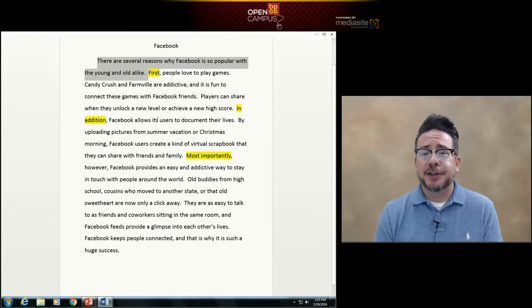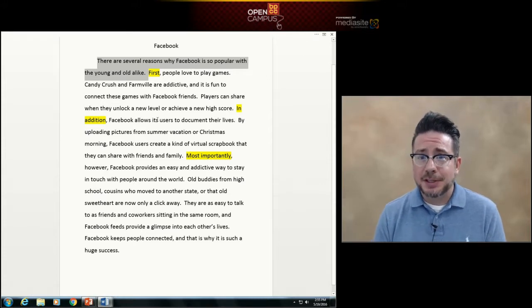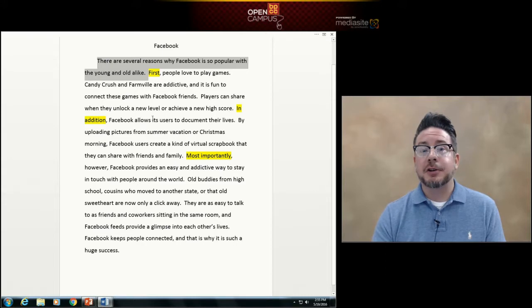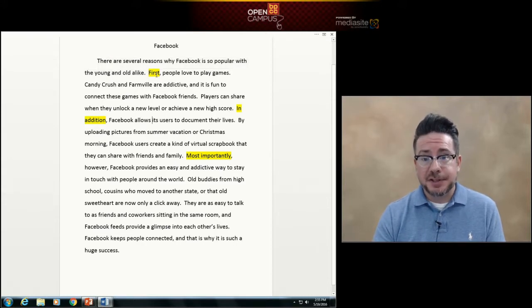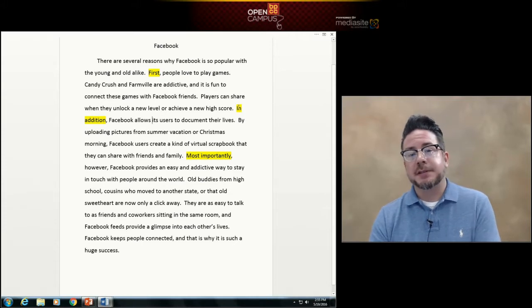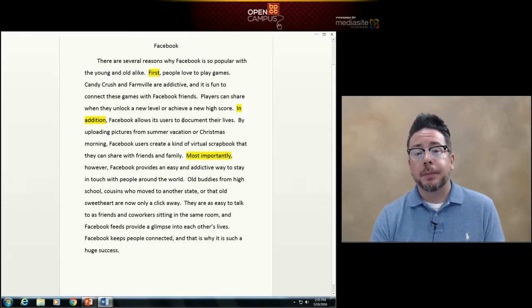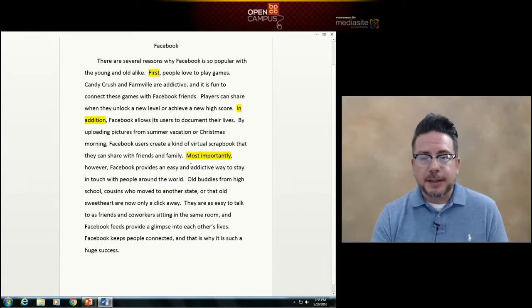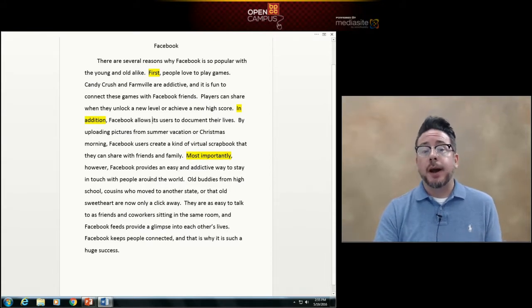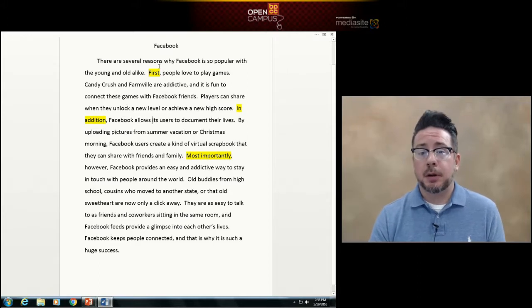Okay, you should have finished reading the paragraph about Facebook. Let's talk about this one. Where's our topic sentence? Well, once again, it's the first sentence. That's where we'll usually find it. There are several reasons why Facebook is so popular with the young and old alike. So I expect this paragraph to tell me reasons why Facebook is so popular.